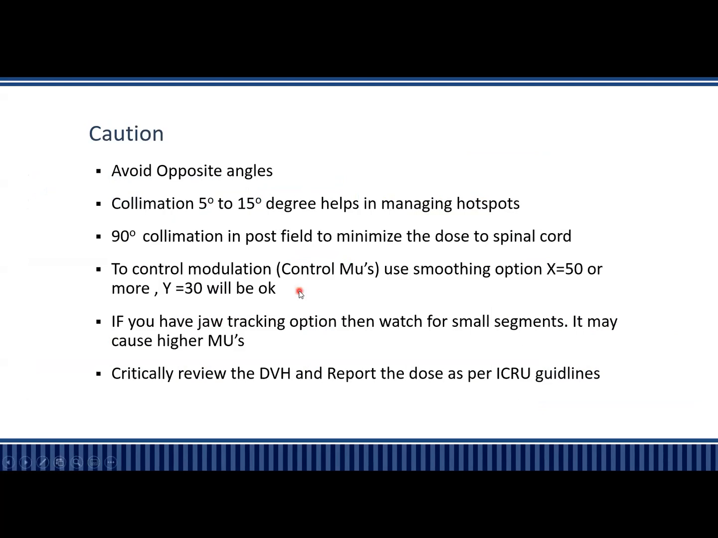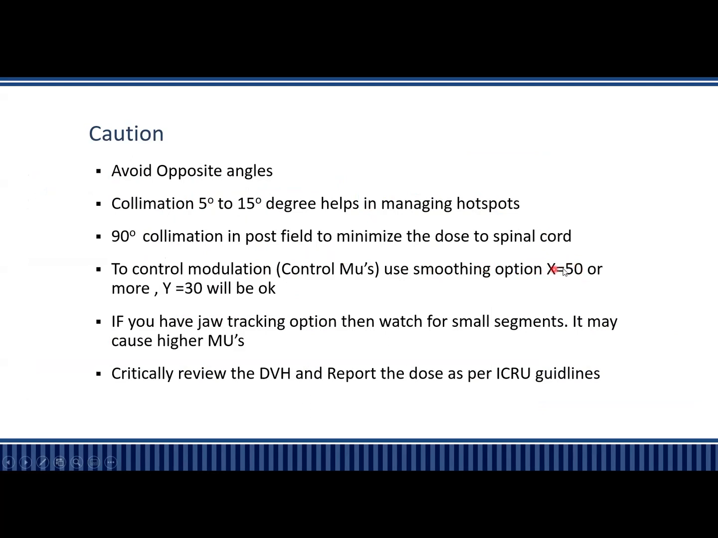Cautions: avoid opposite angles; collimation of 5 to 15 degrees helps in managing hotspots. A 90-degree collimation in the posterior field to minimize the dose to the spinal cord could be used in head and neck. Modulation is important, control the MUs, and in IMRT, it can be controlled with a smoothing option.